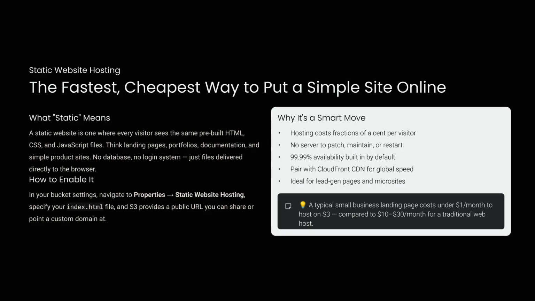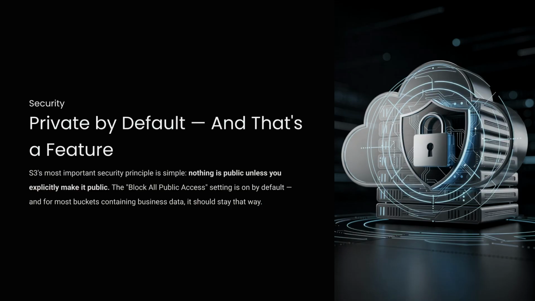Static means every visitor sees the same pre-built files with no database or login system. To enable it, you simply navigate to Properties in your bucket settings. Choose Static Website Hosting, specify your index file, and S3 provides a public URL. S3's most important security principle is that nothing is public unless you explicitly make it public.